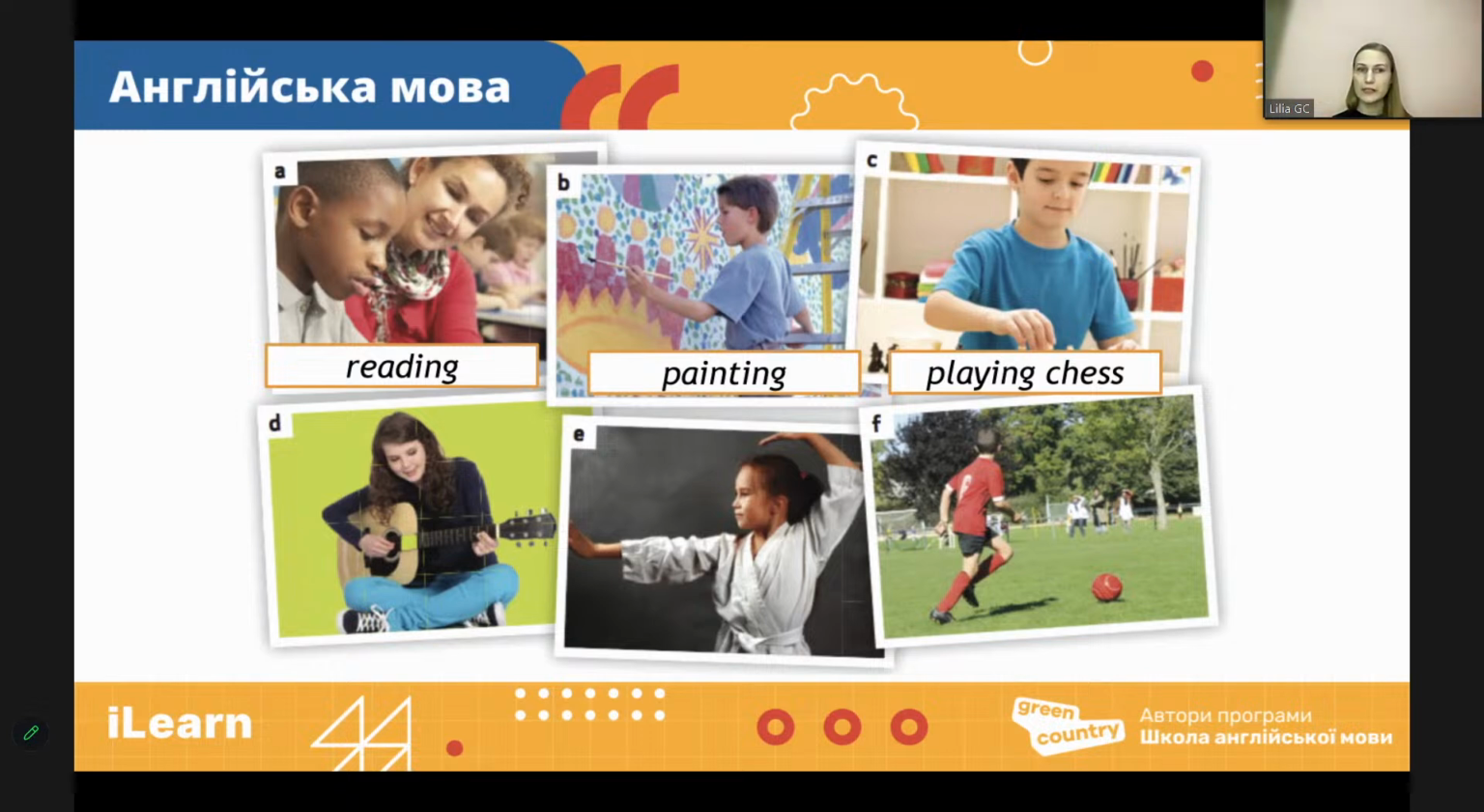Okay. Picture D. What is that? Be careful with the form. Guitar playing, or vice versa, could be playing the guitar. But actually, that's fine. But typically with music instruments, we say playing the piano, playing the guitar. Again, if it's some game, no prepositions, no articles. If it's some musical instrument, typically article the. So we play football, we play chess, but we play the guitar, we play the piano.